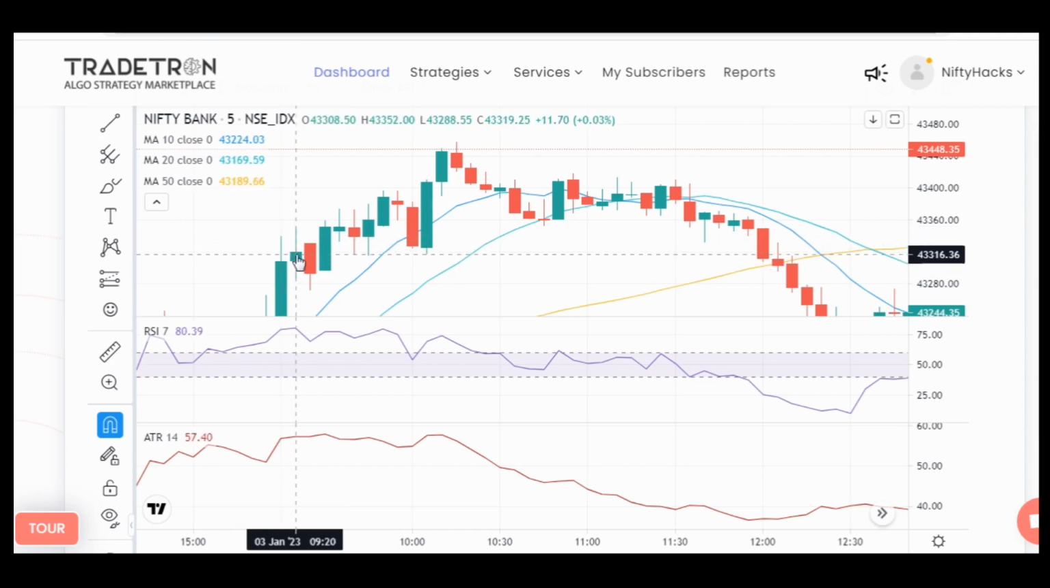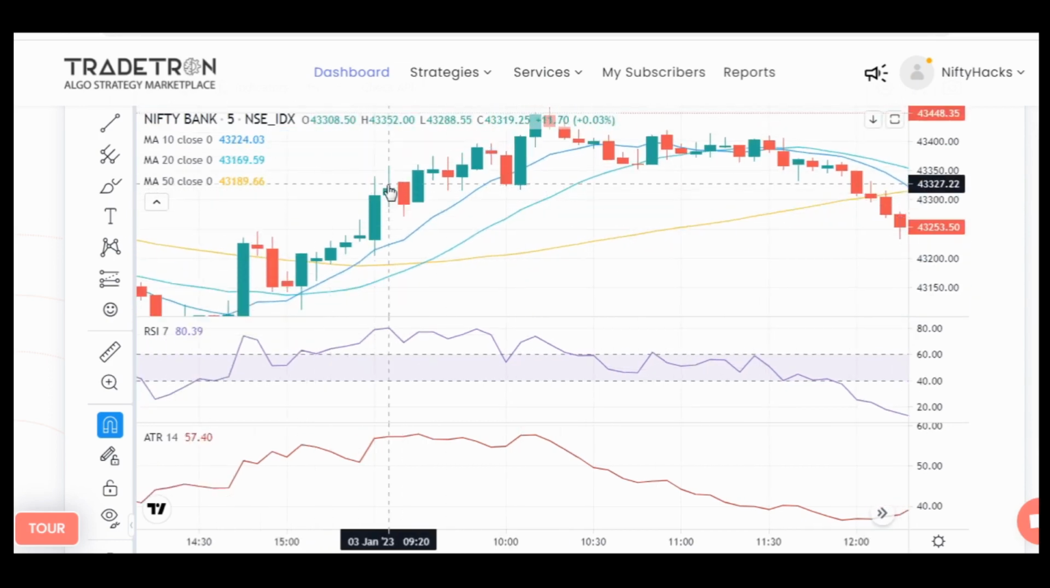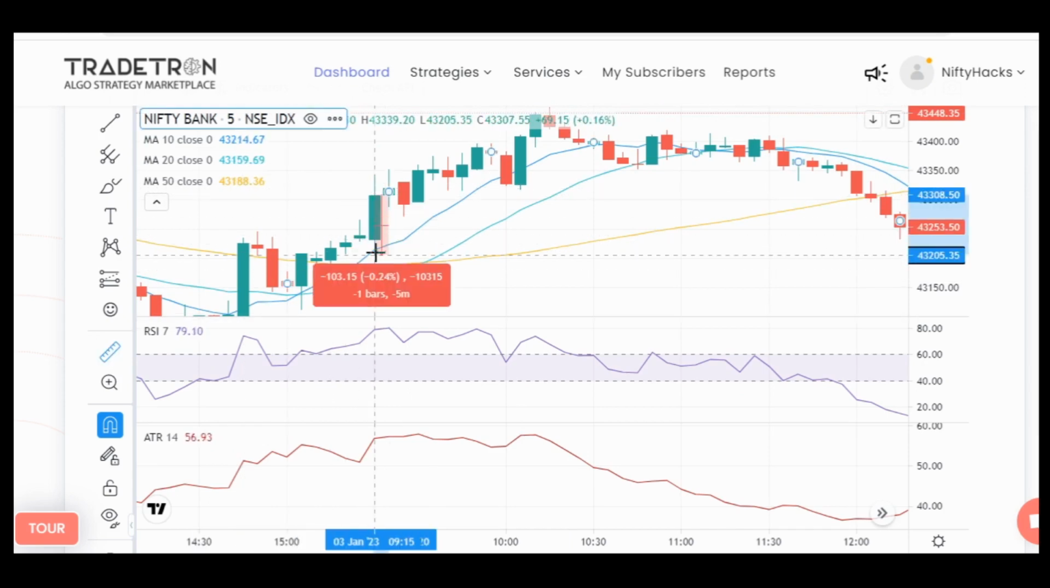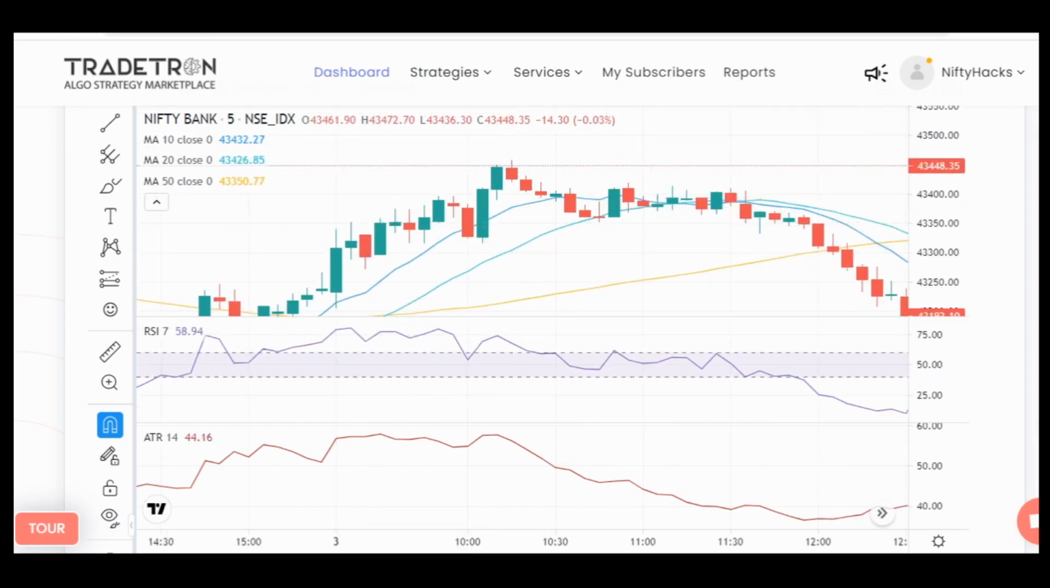So LTP was somewhere around here, 43308. If you calculate from this, because at the time our entry got satisfied we were around this level, 43308, and calculate the points range from our entry point to our SL level, then it's 103. So it's way beyond ATR into 2.3. That's why our entry got satisfied at this level, and we entered the trade.